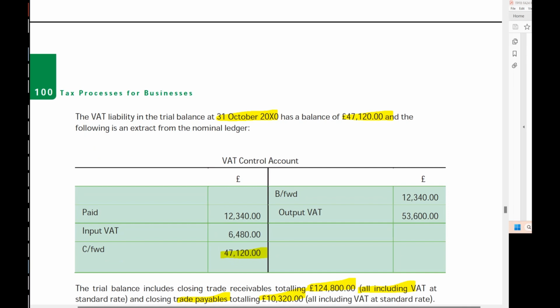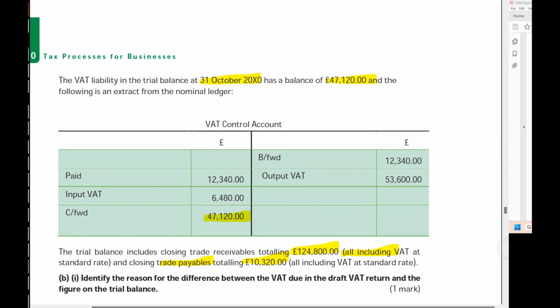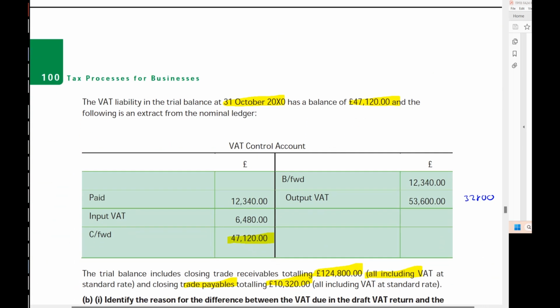So our output VAT, we have 32,800. And yet the VAT control account has 53,600. So it's showing a lot more VAT. Input VAT, 4,760. This one's showing much more. So what's happened to my VAT control account to mean that I've got so much more output and input VAT in here than I've got in my actual VAT return?